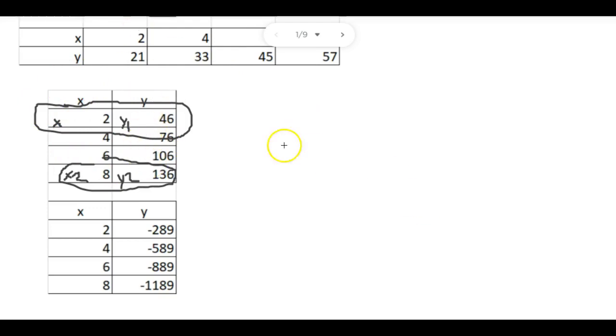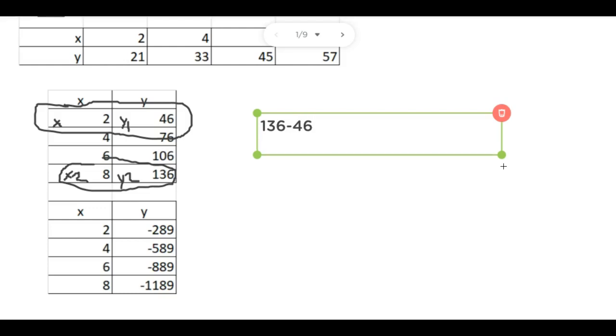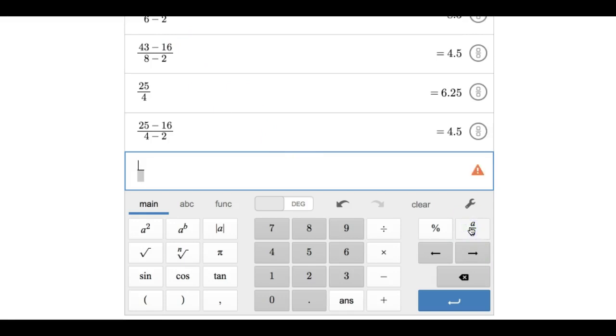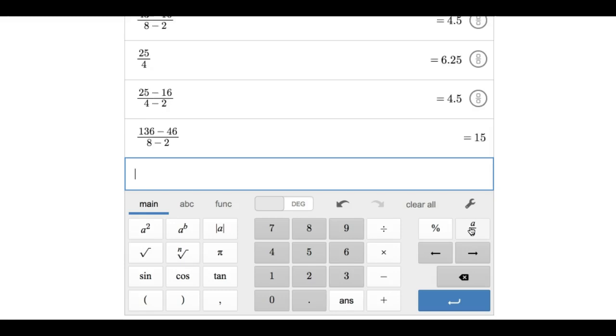So what does this look like when I set it up as a ratio? Well, we got 136 minus 46 over 8 minus 2. Let's go to our calculator. Start off with the fraction bar. 136 minus 46 over 8 minus 2. And there your slope is 15.